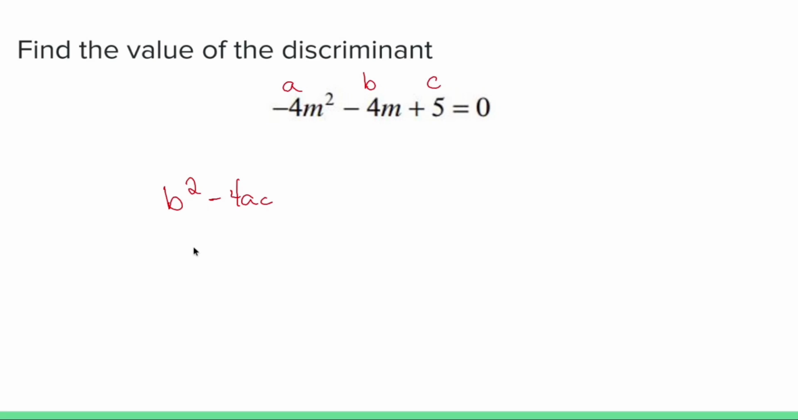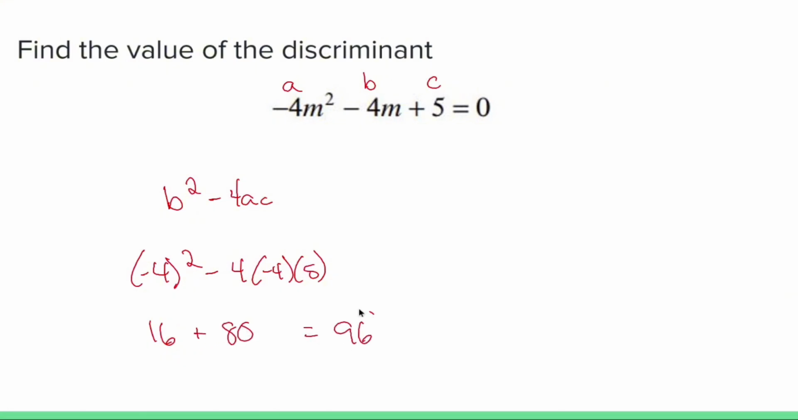But right now I'm just finding a number. So b squared is going to be negative 4 squared minus 4 times a, which is negative 4, times c, which is 5. That becomes 16 minus negative 4, so that's 16 again, so plus 16 times 5, which is 80. So plus 80, which ends up being 96. A positive discriminant. I wonder what that means.